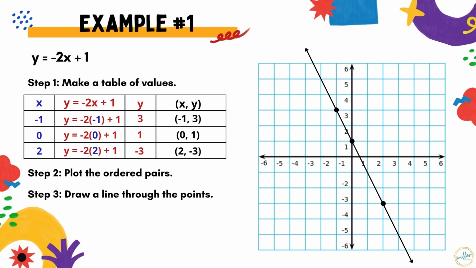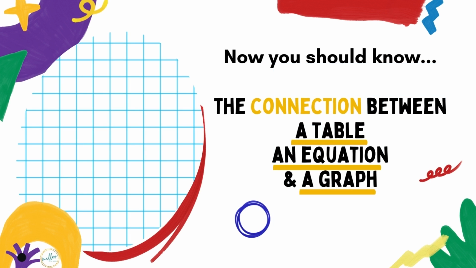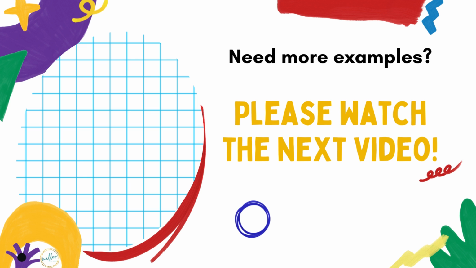Here's the line. Notice it goes through all 3 points that we drew. Also notice the arrows at the ends of the line. Whenever you graph a line, you should be making sure that it's straight and that it goes through all the points that you graphed. Also that it has arrows on both ends, because it means that the line goes forever in both directions. Now you should know the connection between a table, an equation, and a graph. Please watch the next video.